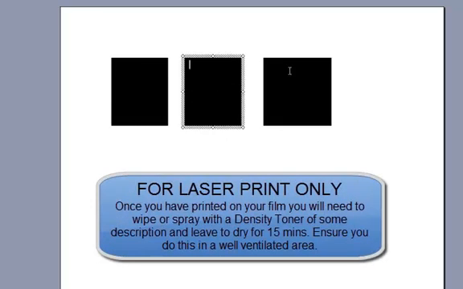Okay. Now, if you have a laser printer, and you've printed out on laser film, you're going to need to wipe the powder, because it's a powder coating that comes onto the film, with a liquid substance such as turpentine, or use a density toner spray once you've printed it out, to get the powder to bleed and the pixels to bleed to give you a black enough image. So you have to wipe it with turpentine or spray it with density toner spray and then let it dry for 15 minutes. But that's only if you're using a laser film.